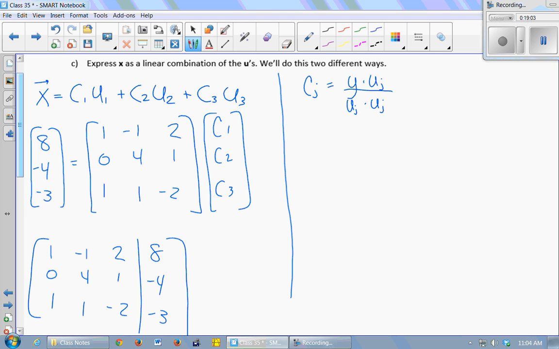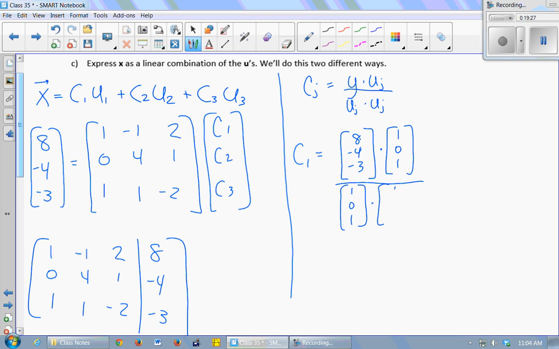Okay, so C1 is going to be, or I should have said x there. That's the formula for a general y. We called it x in this problem. So x is going to be (8, -4, -3) dotted with u1, which is (1, 0, 1), over (1, 0, 1) dotted with itself. So this becomes 8 minus 3, which is 5, over 2, 5 halves. So there's my first weight, C1.